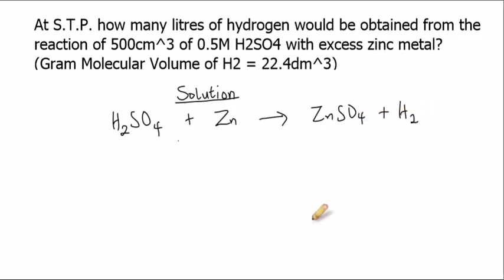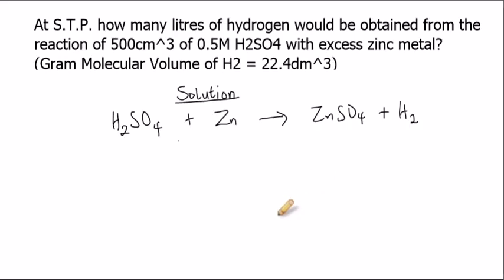Okay, after writing a chemical equation, the next thing to do is to check if the equation is balanced. Looking at the equation above, we have 2 atoms of hydrogen in the reactant side, and in the product side we have 2 as well. In the reactant side we have 1 atom of sulfur, 1 in the product side as well. In the reactant side we have 4 atoms of oxygen, same with the product side. For zinc we have 1, and in the product side we also have 1. So we can say this equation is balanced.